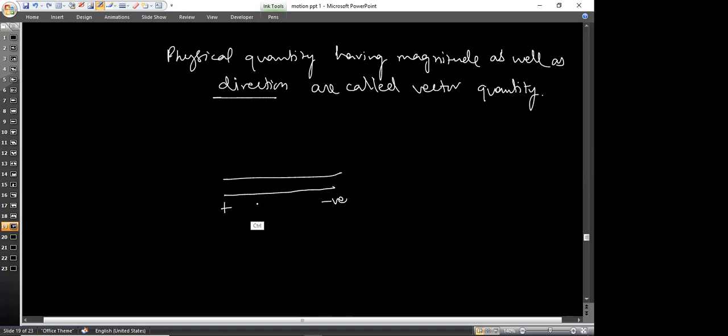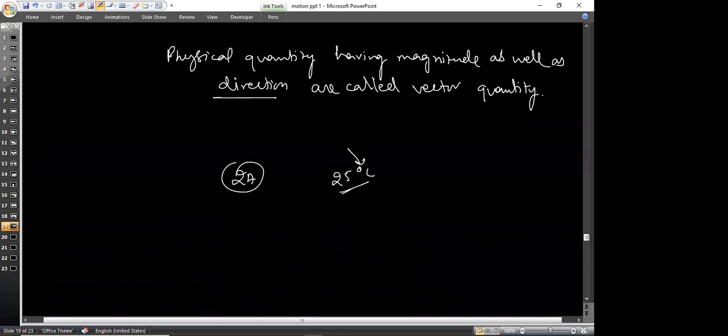Okay, so if I say 2 ampere current is flowing in a conductor, the ampere indicates a magnitude, just like we can say 2 kg mass, or 25 degrees Celsius temperature. Celsius is the physical quantity, or we can say it is a quantity that tells us the degree of hotness.